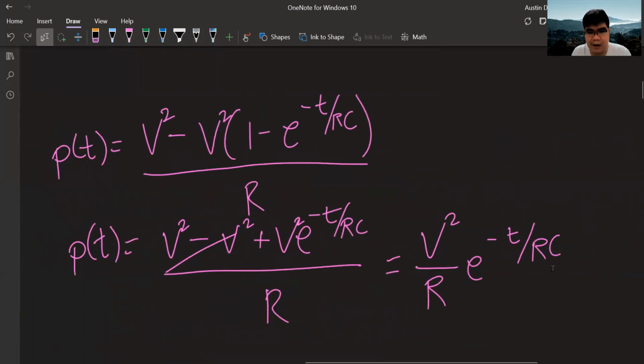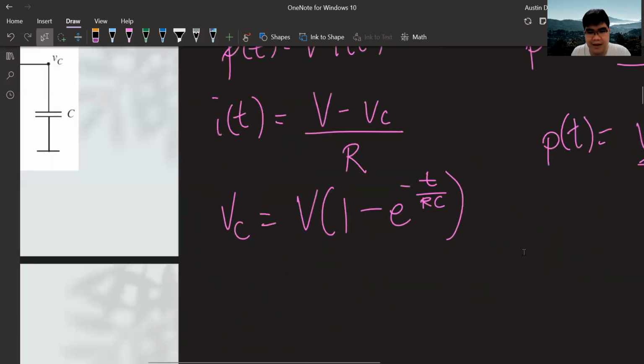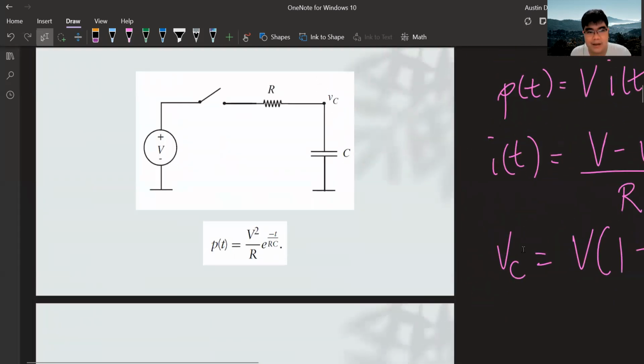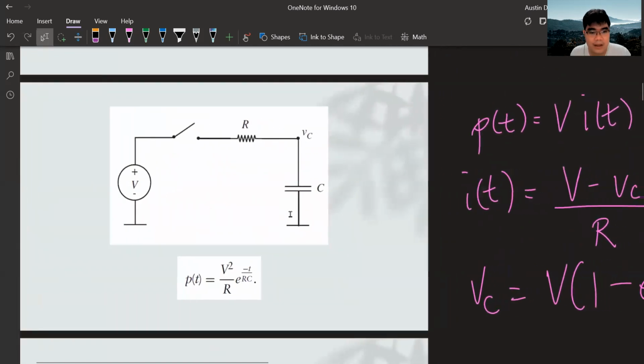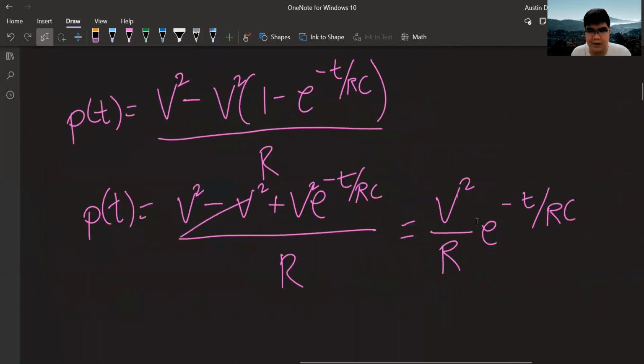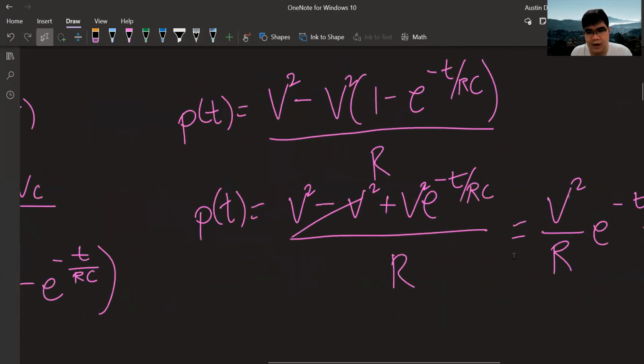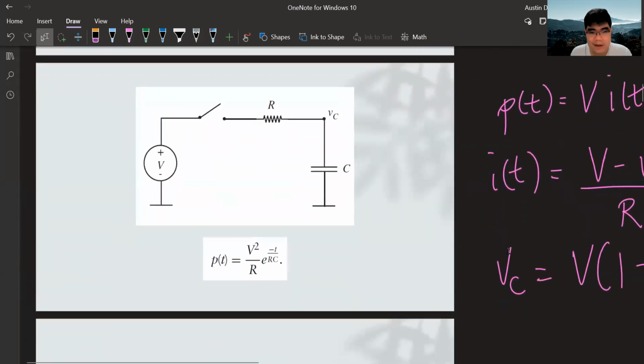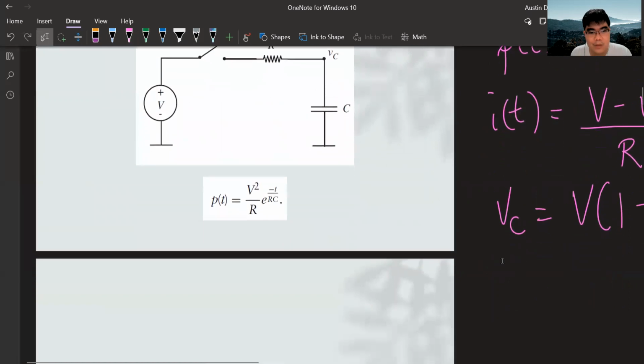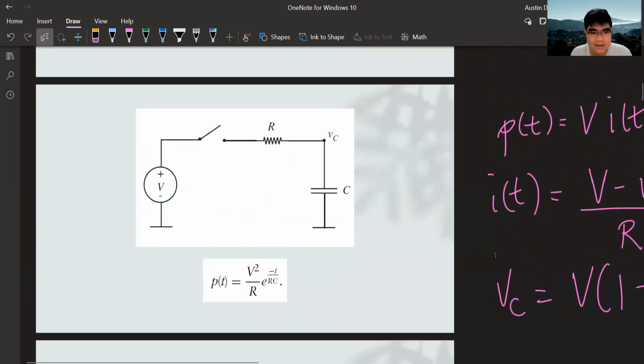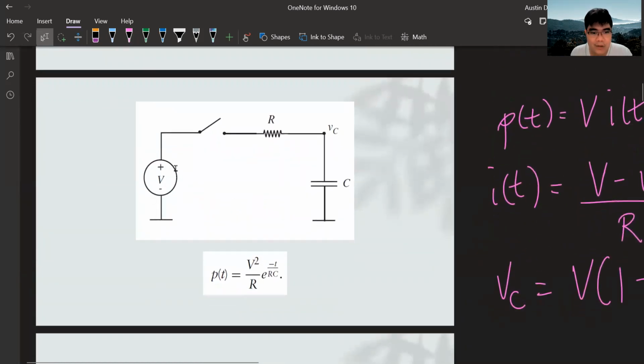Okay, so this is the power delivered by the source at the time that switch closes. Okay? So pagka sarado ng switch natin, ni-dissipate na siyang ganitong amount of power. Okay, so now tanong naman natin, what would be the energy that this source is giving off?